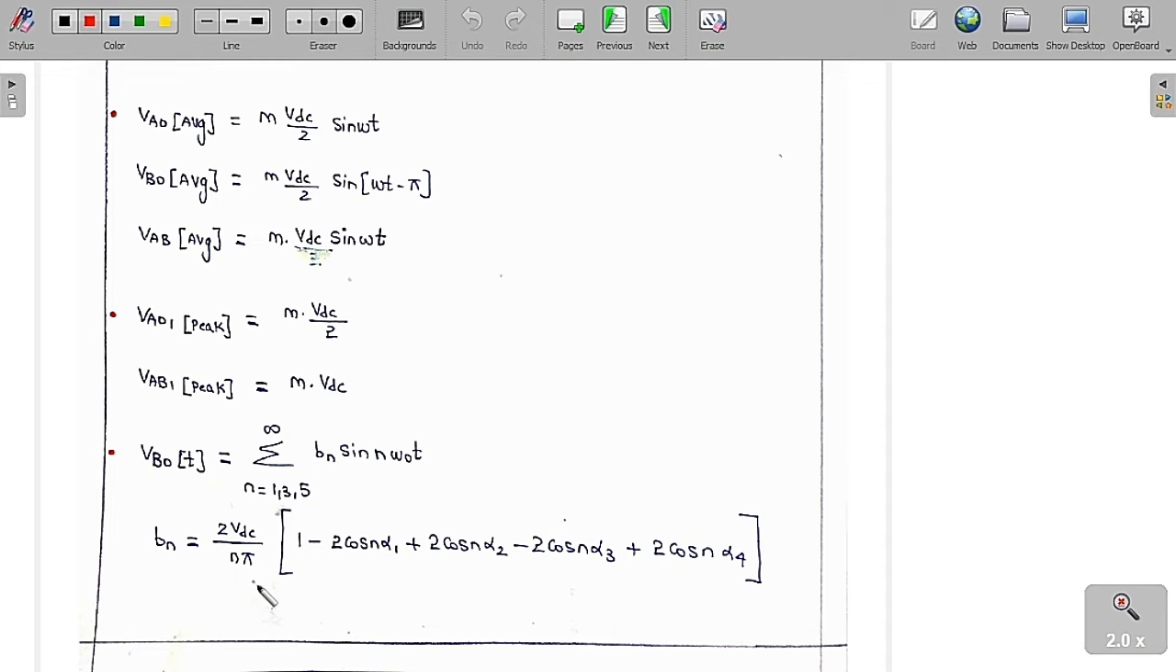So Bn is equal to, as I have already told you, 4 into the peak value VDC by 2, divided by n pi. Initially there is a positive pulse, so positive 1. Going from high to low, minus 2 cos n alpha 1. Again going from minus to plus means plus 2 cos n alpha 2. Again going from plus to minus means minus 2 cos n alpha 3. Again going from minus to plus means plus 2 cos n alpha 4. So these are the Fourier series coefficients that we are going to get.